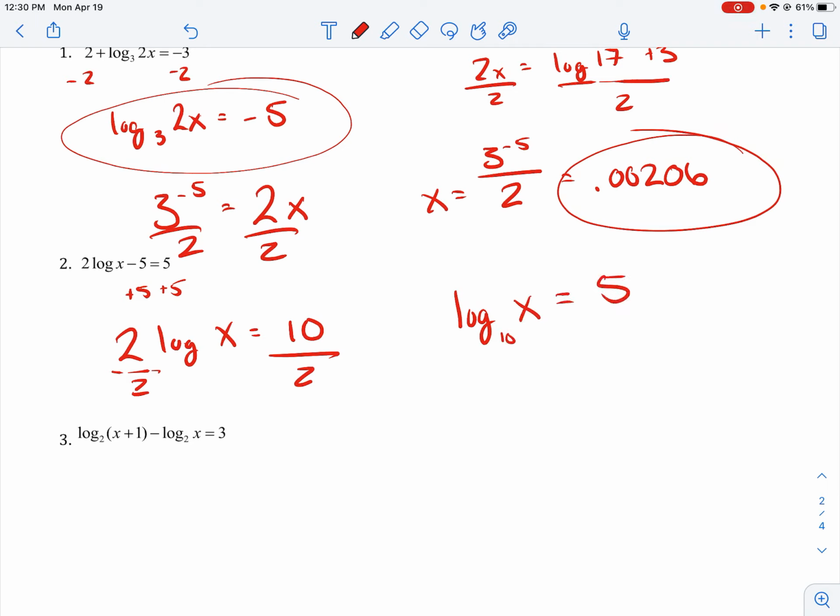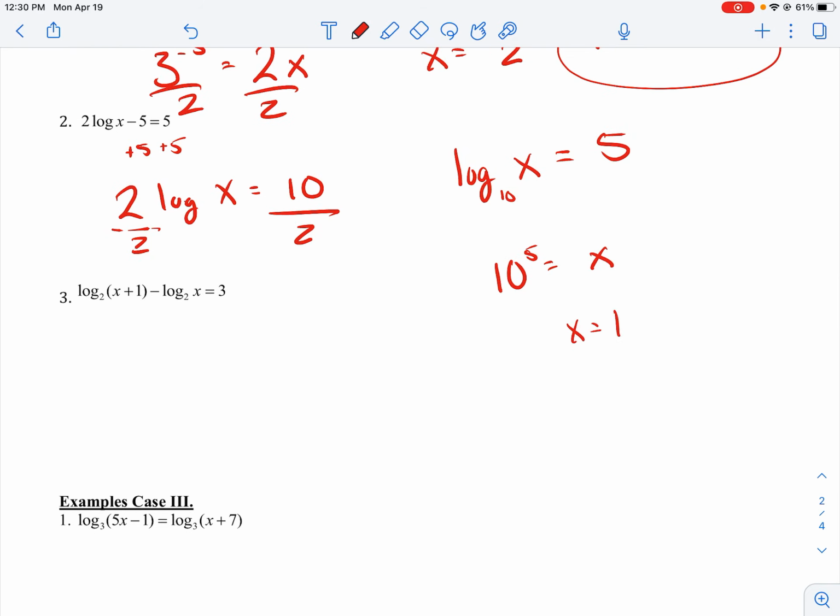Okay? Remember, our base down here is 10. So it's saying 10 to the 5th power is equal to what? X is equal to 10 to the 5th power, or 100,000.